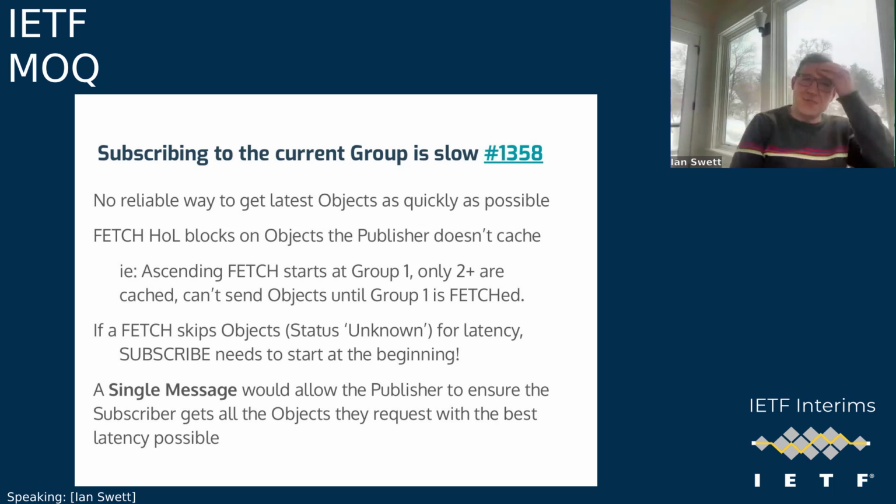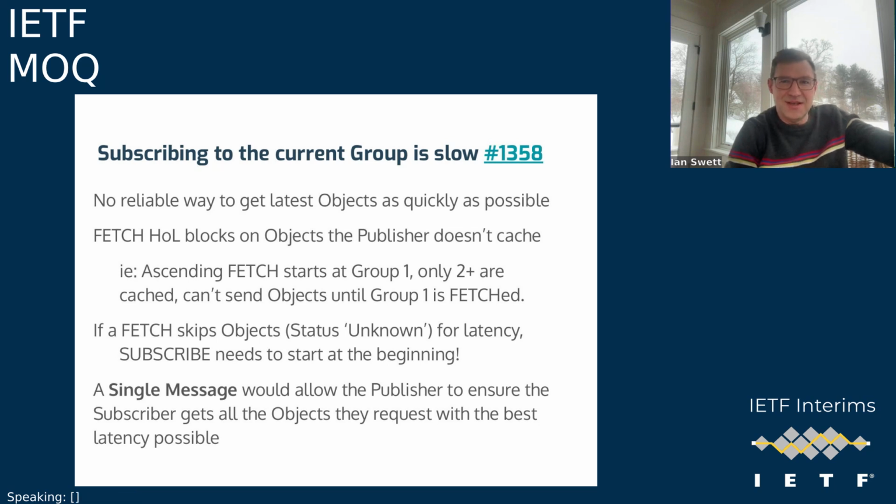So fetch blocks on objects the publisher doesn't cache or doesn't have or are out of order or anything. In the cache case, it's kind of annoying because any sending fetch, which Alan doesn't like me using, but I will argue is still in the draft, so I still want to be able to use it, if it starts at group 1 and you only have 2 and beyond cached, you can't send anything at all until group 1 is fetched.